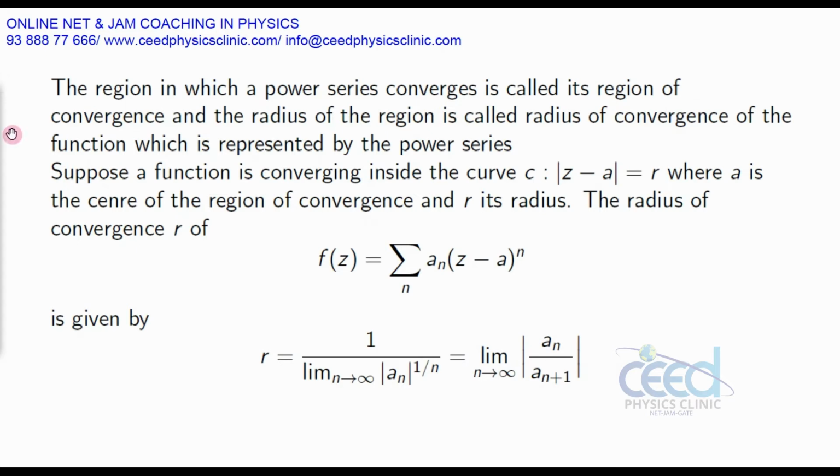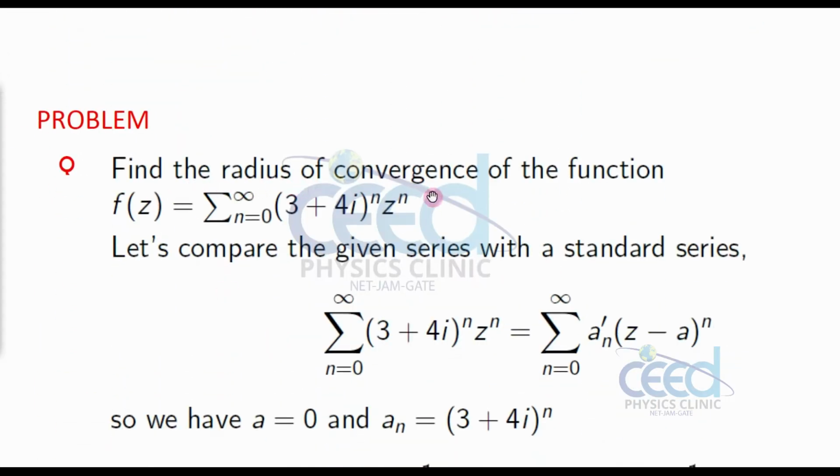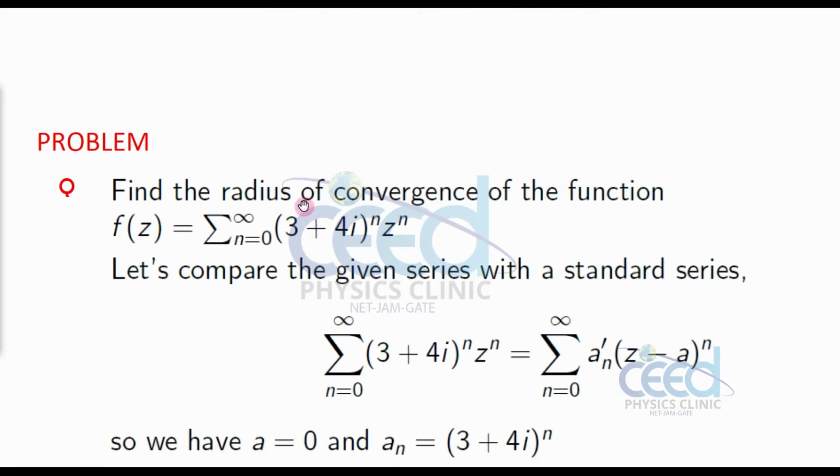See, the question here is: find the radius of convergence of the function f of z, that is sigma n is equal to 0 to infinity (3 plus 4i) whole raised to n times z raised to n, right? So here this a n is given, this is our z raised to n, and this part is given in the complex format, that is (3 plus 4i) whole raised to n.